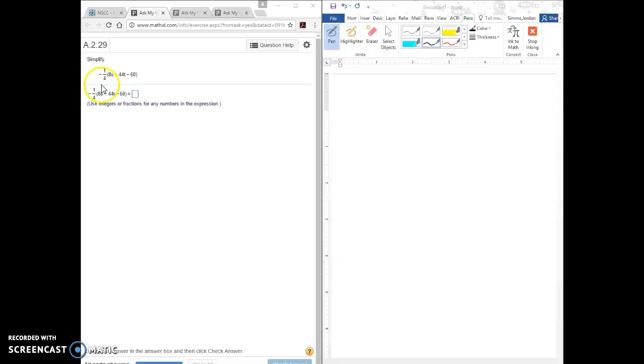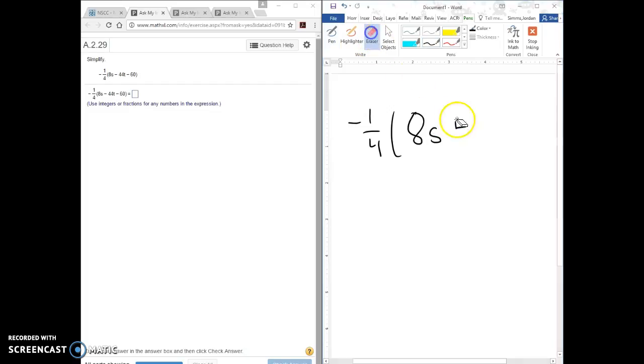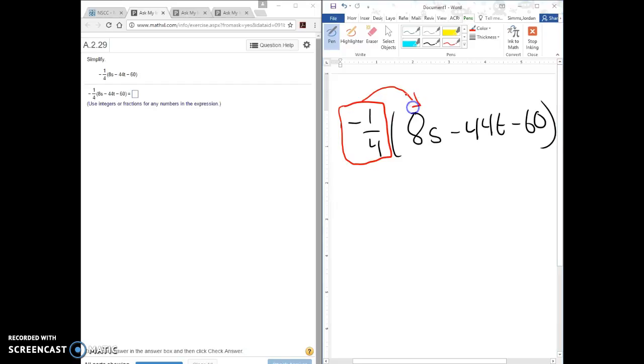First example that you sent me here, we have negative 1 over 4 times 8s minus 44t minus 60. So what we're going to do, if I just write that down, we have negative 1 over 4 times 8s minus 44t minus 60. We're going to distribute, which means this negative 1 over 4 is going to get multiplied by each term inside the brackets.